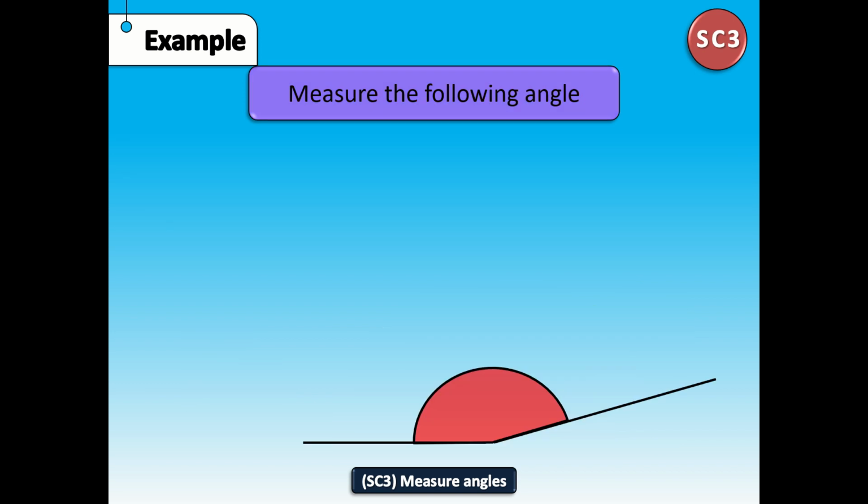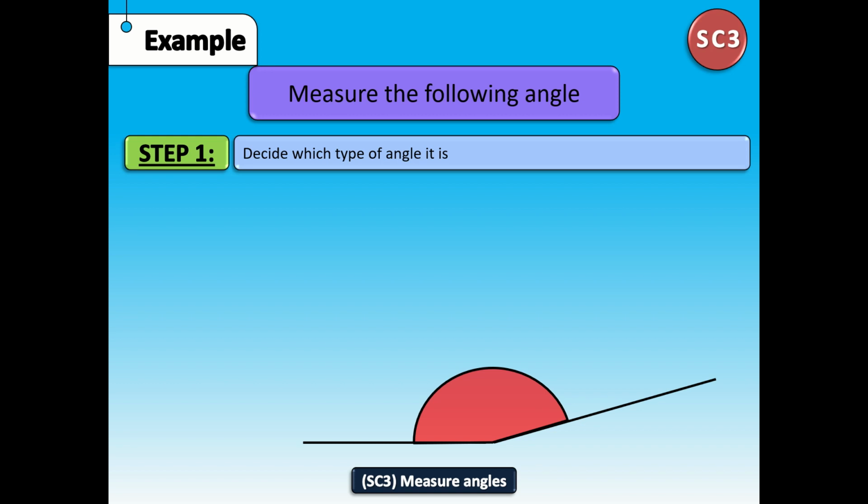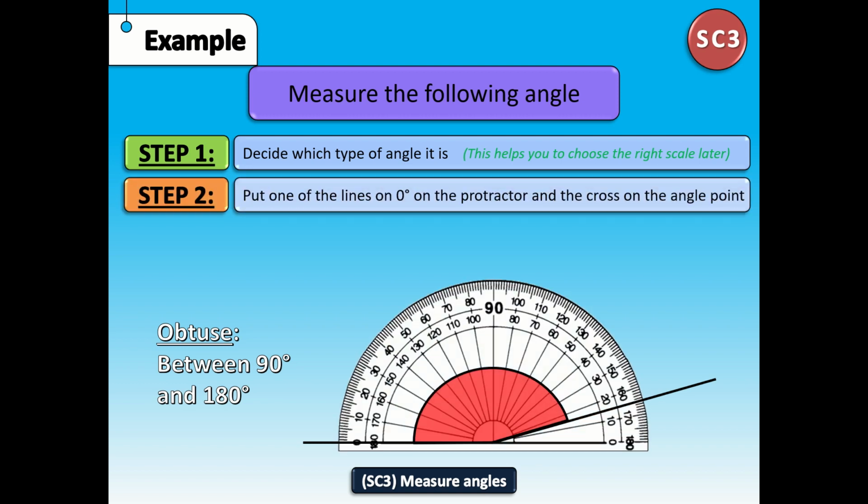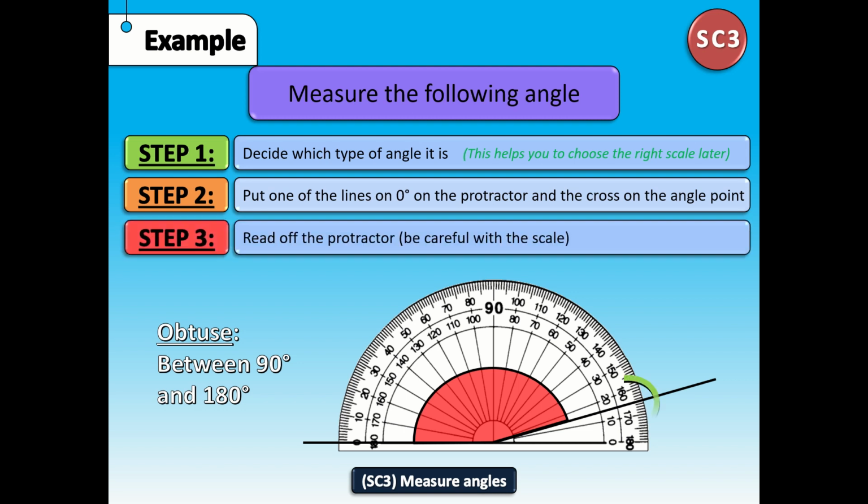For this angle, we want to measure the size of it. So again, we need to decide what type of angle it is. Well, it's an obtuse angle, so we know it's going to be bigger than 90, but less than 180. We put our protractor on like this, and we see where the line goes through our protractor, which is over here.